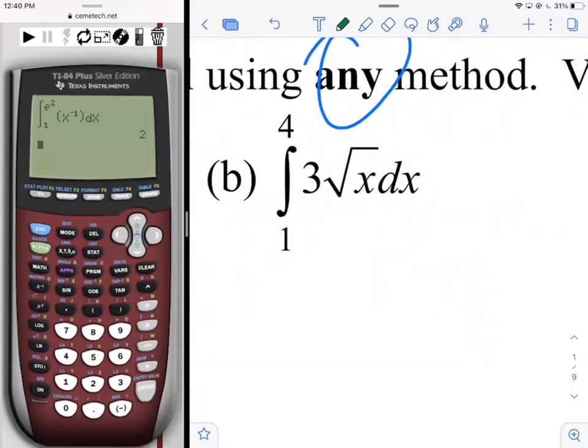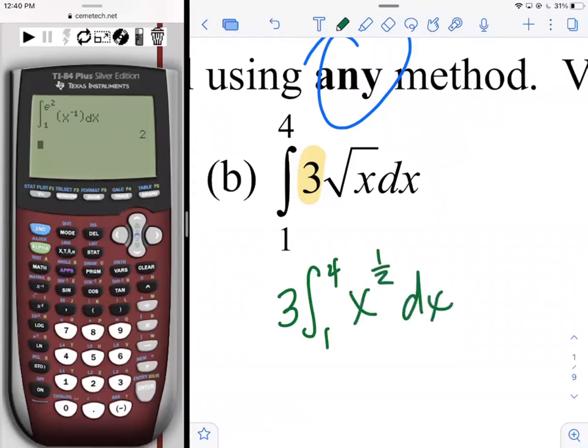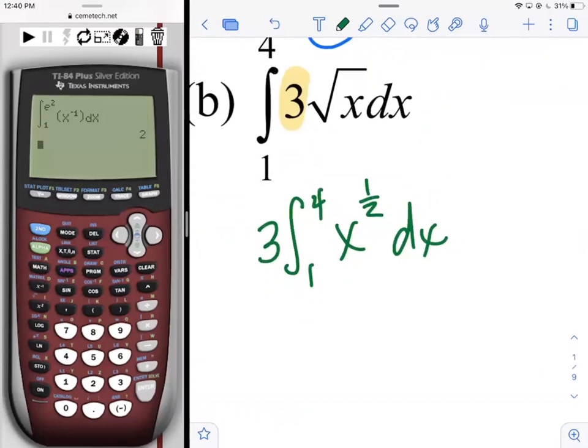Ooh, that 3. Guess what? I have a constant multiple. Get out of here. Go to the back of the truck in the front of the integral. And then the square root of x, I'm going to write as x to the 1/2, right? Will the power rule work here for the antiderivative? I think so. So here we go.